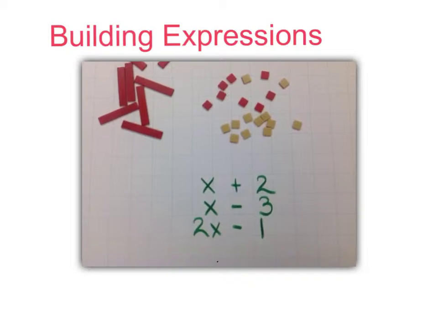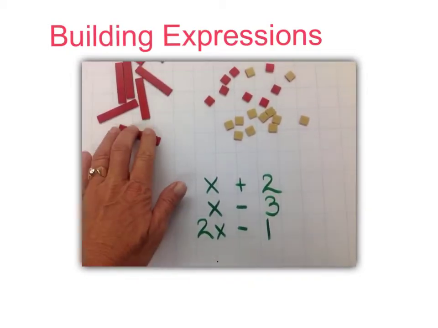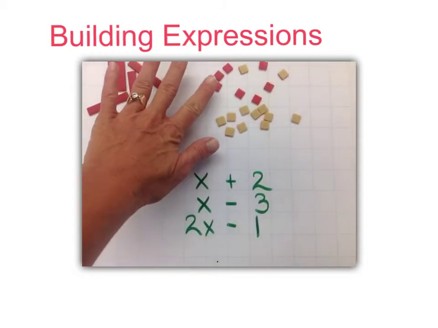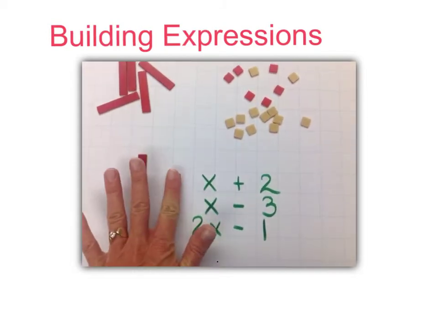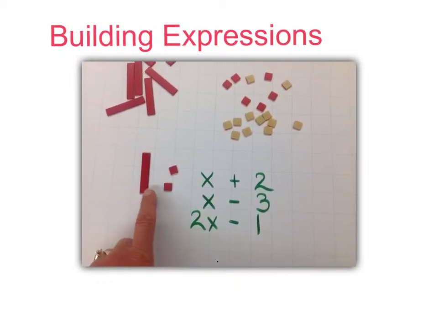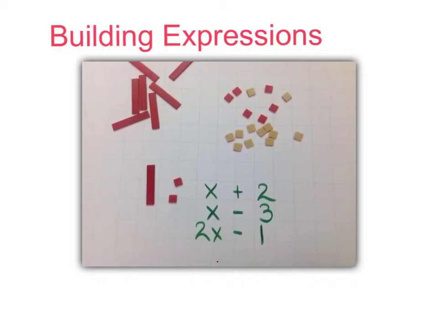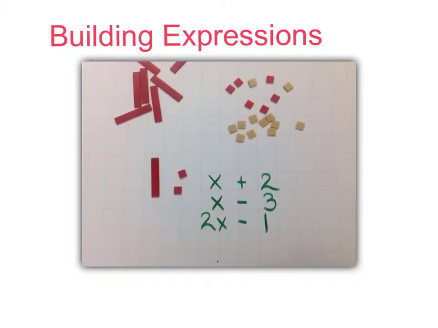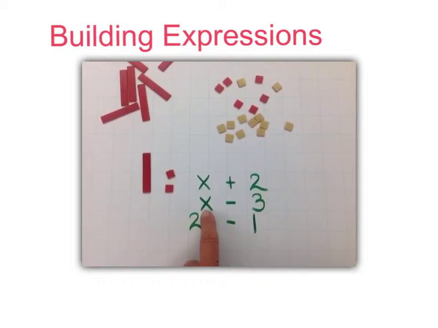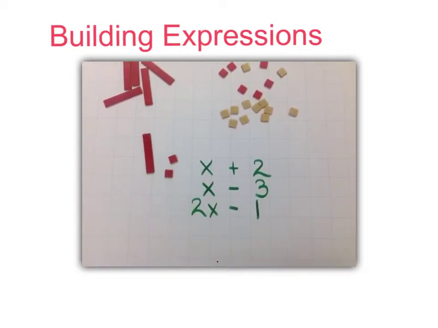Next, we're going to use algebra tiles to build expressions. Let's look at the first one, x plus 2. If the rectangle is x, I bring down my x, and my red squares are positives, so I bring down 2 positives. This represents x plus 2. Pause the movie and copy the expression x plus 2 and the drawing into your notes, as well as try to build the expression x minus 3 on your own and draw it on your paper.